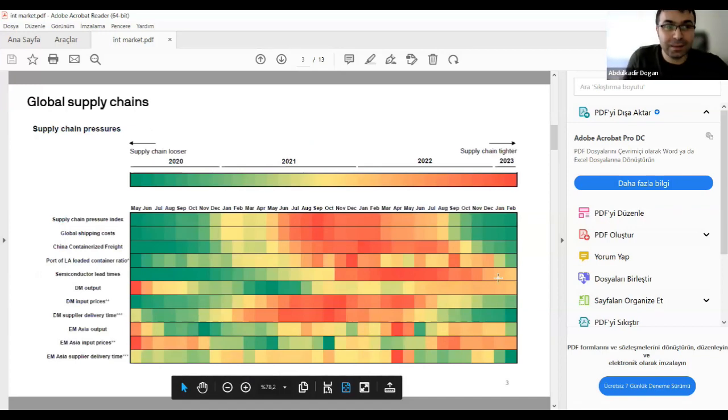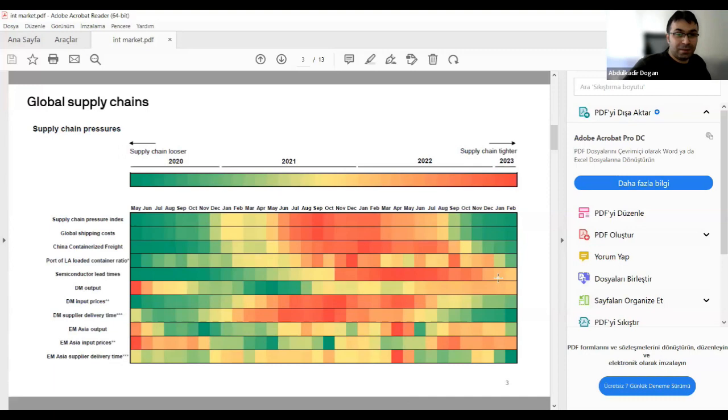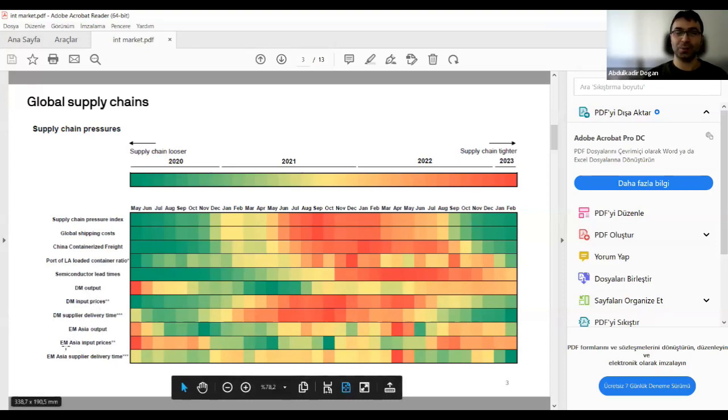Please look at this slide. This is the global supply chain and supply chain pressures calculation. As you see, in the first row we have the supply chain pressure index, and below we have global shipping cost. The third one is the China containerized freight. The fourth one is the Port of Los Angeles loaded container ratio. The next one is semiconductor lead times. These are all the input and output prices, and emerging market Asia output and emerging market input prices.